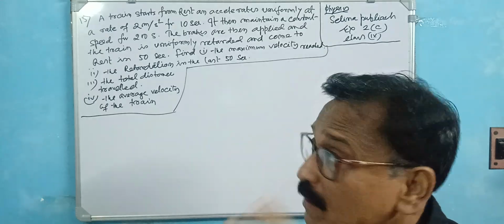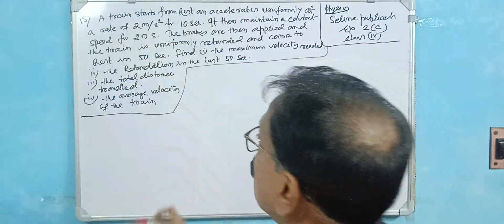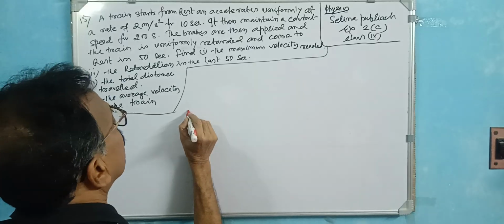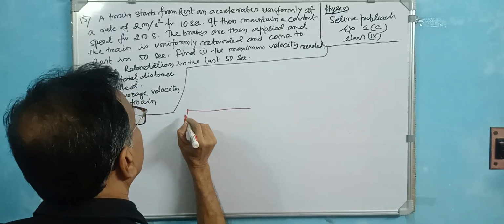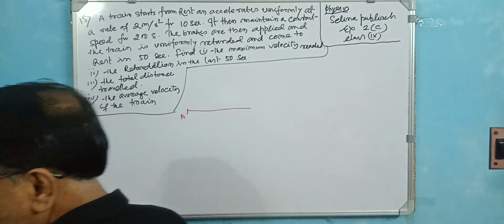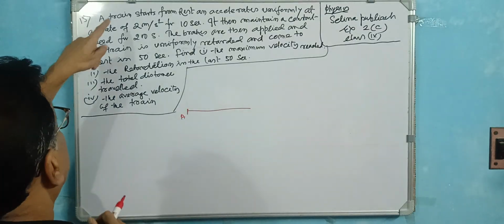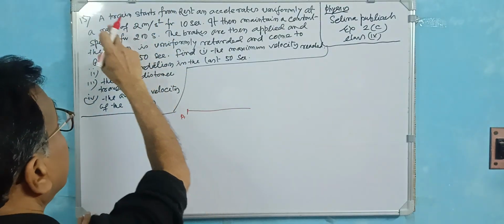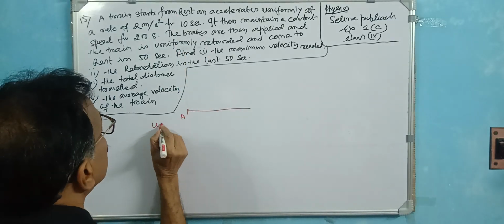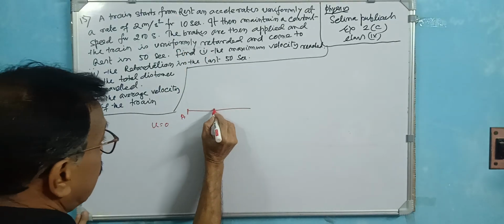Let's start. The first train. Suppose a train starts from here. A train is there. Here is A. That is the given data. A train starts from rest, that means U is 0. In this direction it starts.